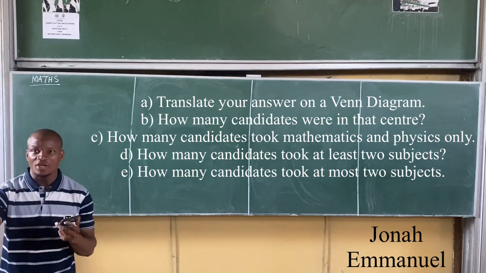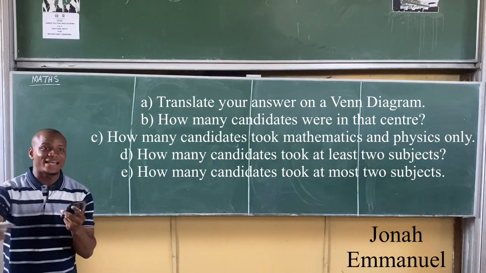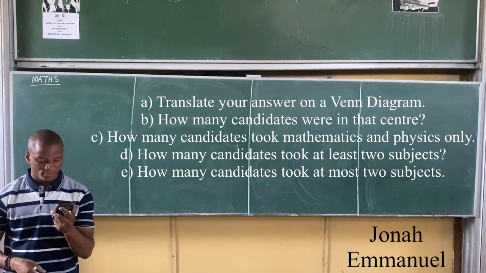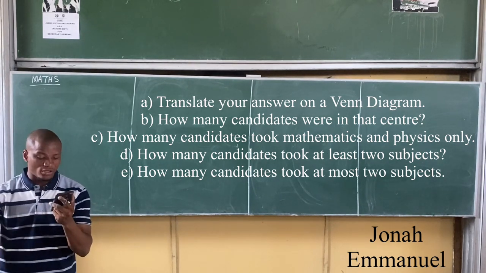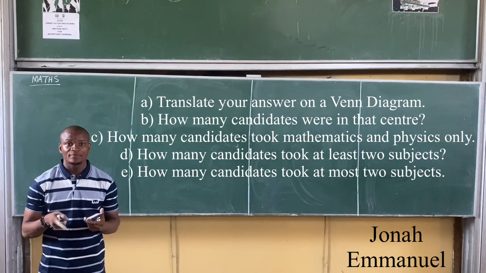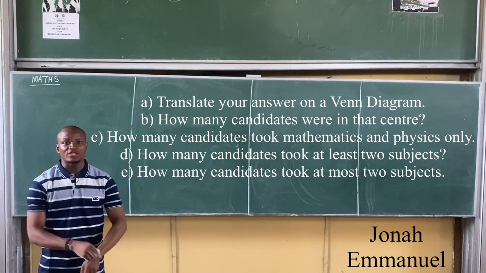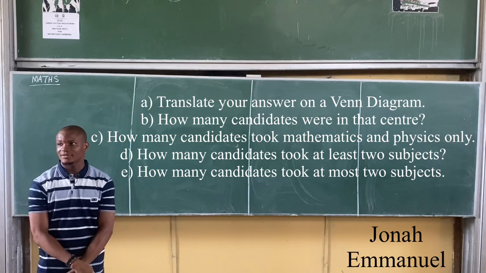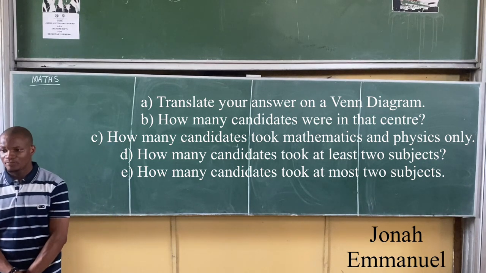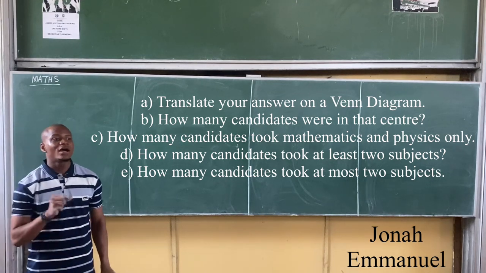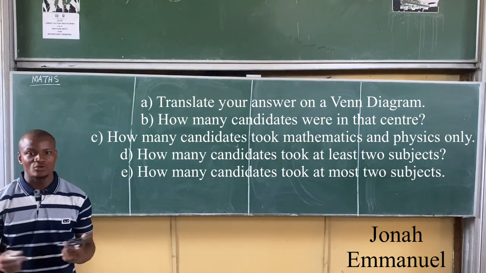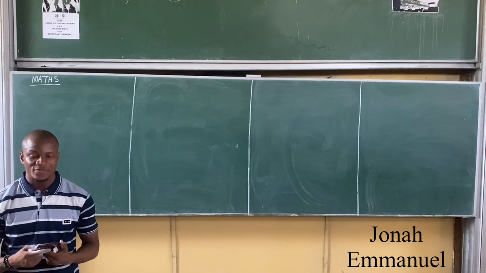A. Translate your answer on a Venn diagram. B. How many candidates were in that center? C. How many candidates took mathematics and physics only? D. How many candidates took at least two subjects? E. How many candidates took at most two subjects?